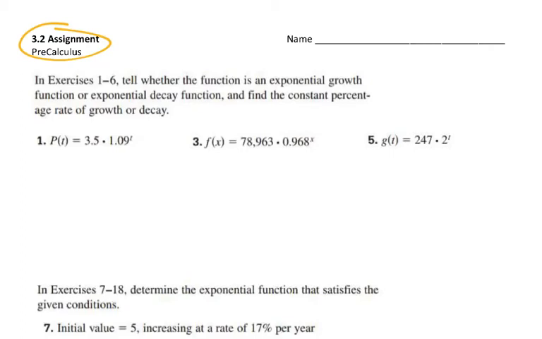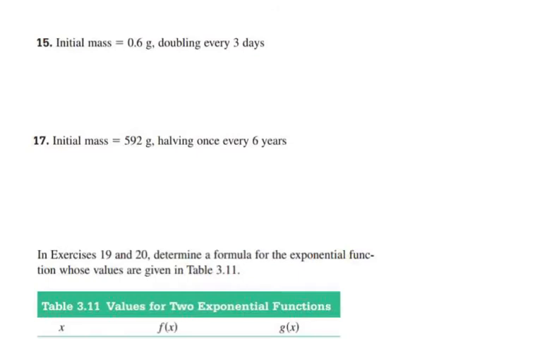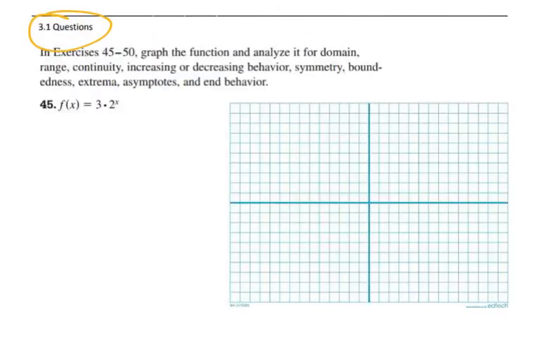Alright, so here is our 3.2 assignment, and this is part 2 where we're going to do the last 2 problems because we ran out of time on our 30-minute limit here. So the 3.1 questions, which is just reviewing the previous lesson, say that for these 2 exercises, we need to graph the function and analyze it for domain, range, continuity, so hopefully you remember back to analyzing things. So first thing we're going to want to do is graph this function.